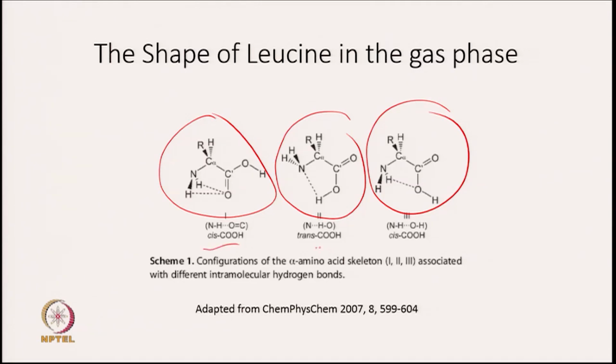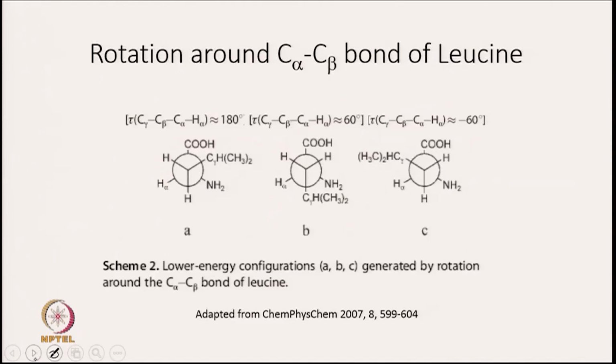This is called cis COH, trans COH, and this cis COH, but you can see here that this H is like here, these 2 H, and then here H is like this, but now there is a flipping. So, these 3 different kinds of amino acid skeleton you can think of with different intramolecular bonds. Now, we can again think of each of these 1, 2, 3 isomers as existing as A, B and C, depending on rotation about the C alpha C beta bond.